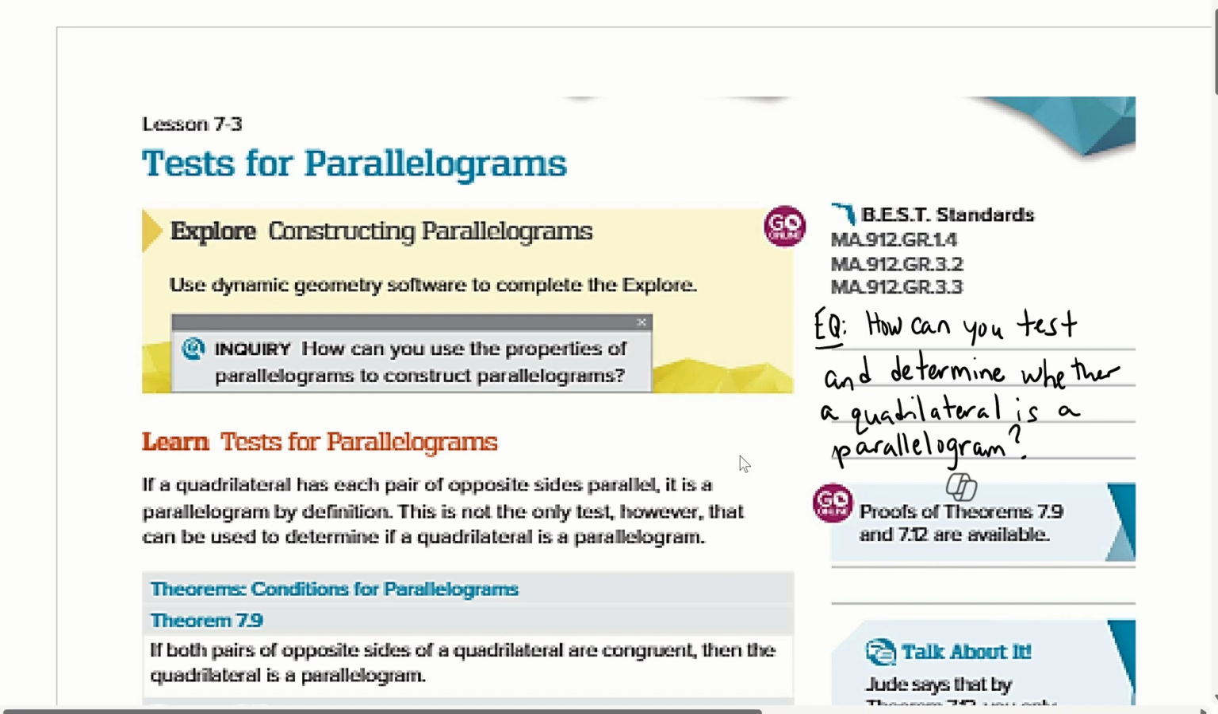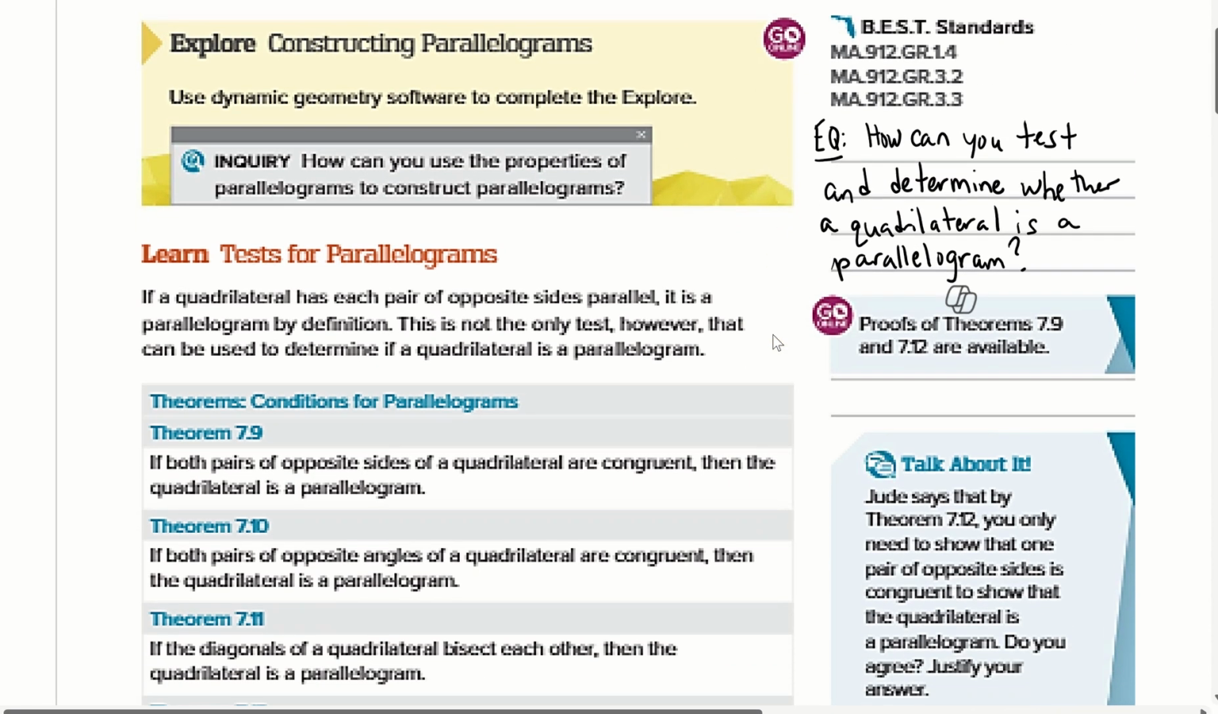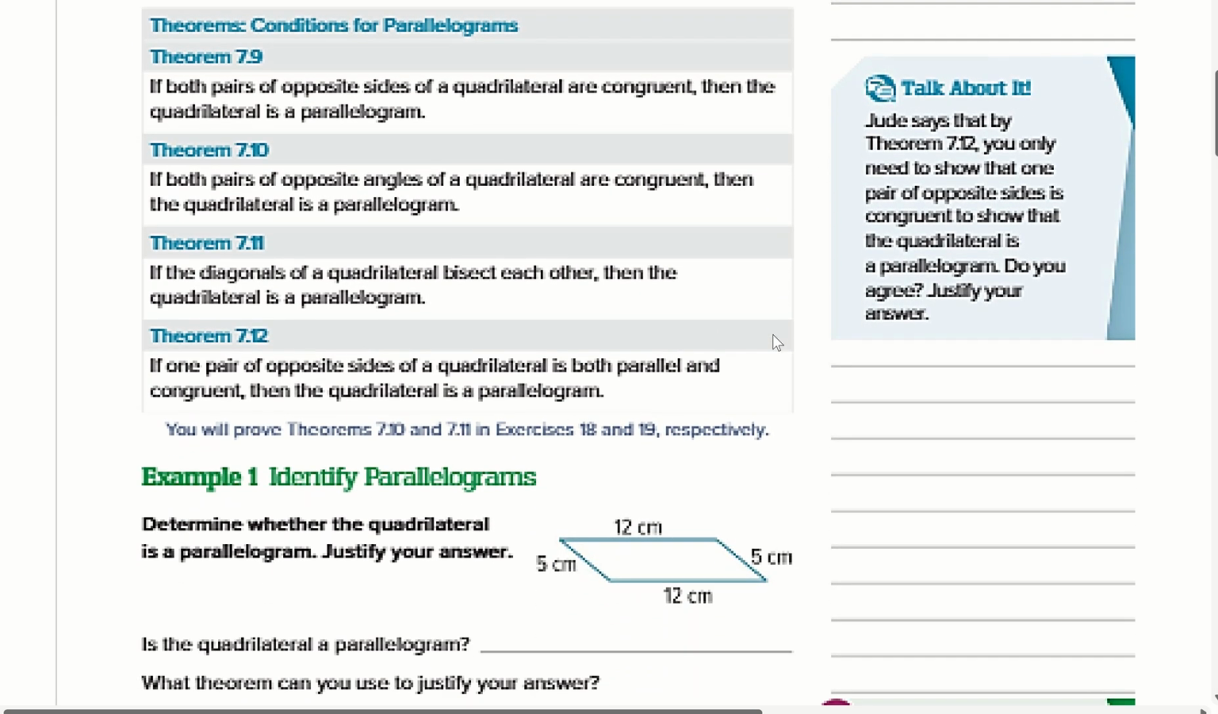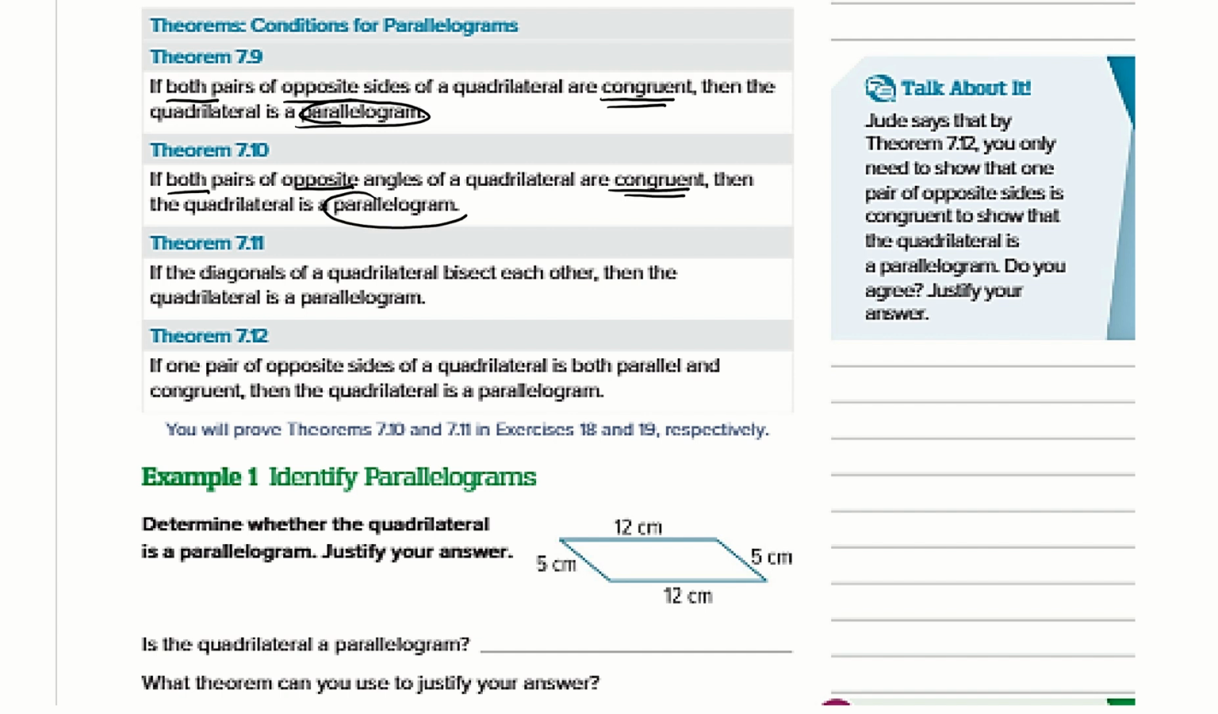Okay, so how do we test that? How do we test if I give you a quadrilateral if it is a parallelogram? So there are a few conditions for determining whether something is a parallelogram or not. The first thing is if both pairs of opposite sides of a quadrilateral are congruent, then the quadrilateral is a parallelogram. Also, if both pairs of opposite angles are congruent, then it's a parallelogram. If the diagonals bisect each other, then it's a parallelogram.